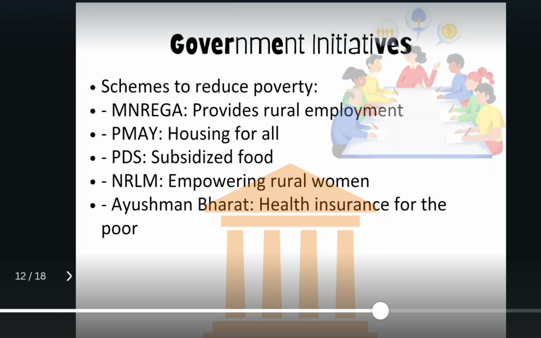For this, we need to understand the terms and conditions. What are the requirements? What are the criteria? And only then can we apply or be benefited from the schemes and initiatives.